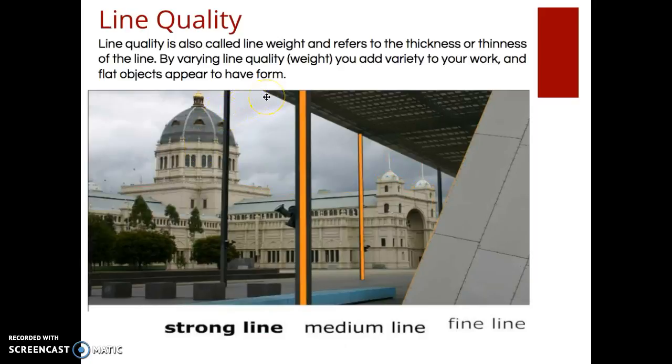Line quality, we also call this line weight, and it refers to the thickness and thinness of the line. And by varying the line quality or weight, you add variety to your work, and flat objects appear to have form.